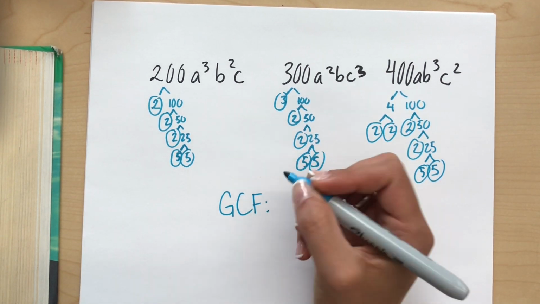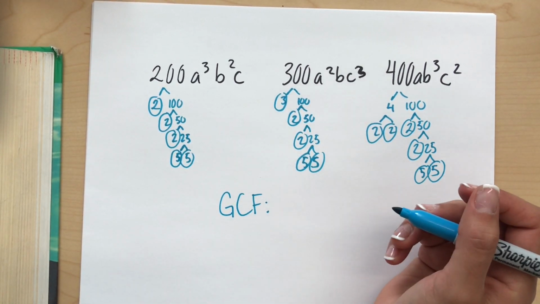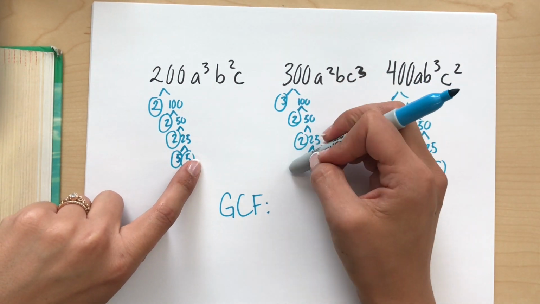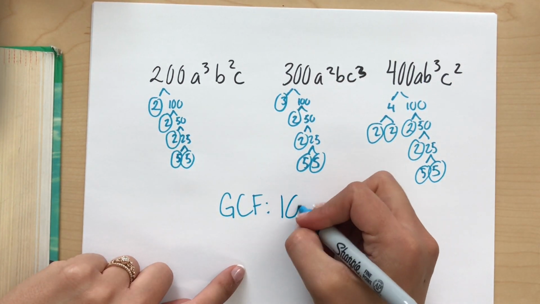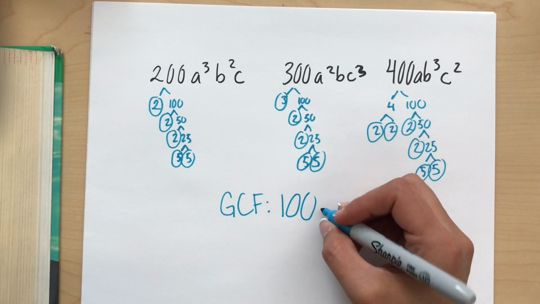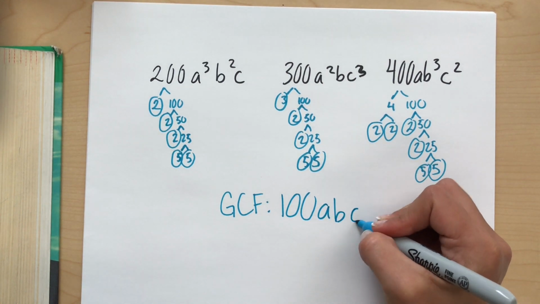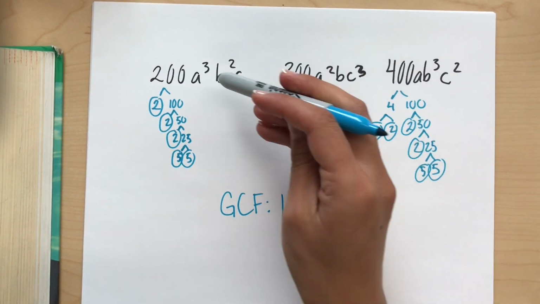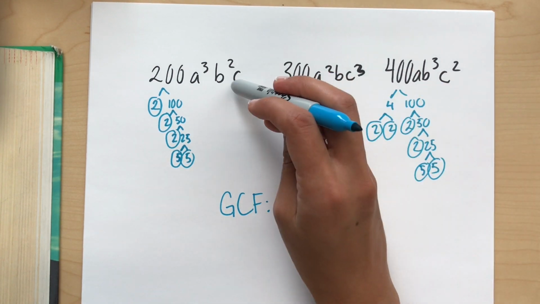Okay, greatest common factor. So I can see that they all have 2 2s and 2 5s, right? And they have nothing else in common, so 2 2s and 2 5s would be 100. And they each have at least one A, at least one B, at least one C. Okay, so that's the greatest common factor.